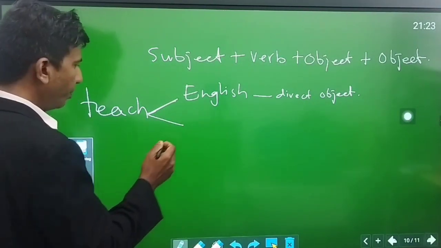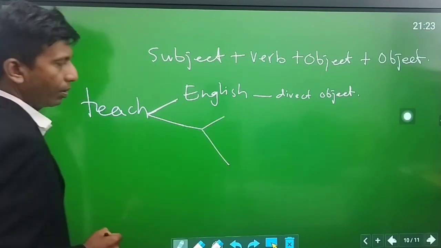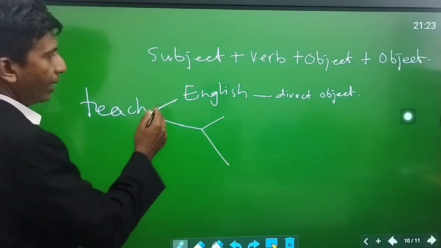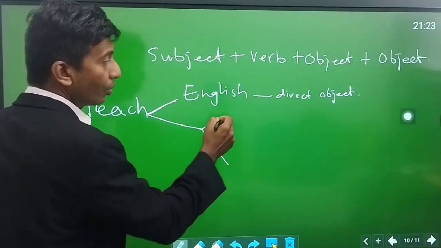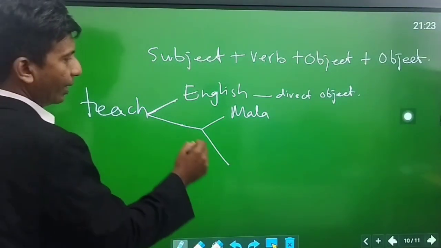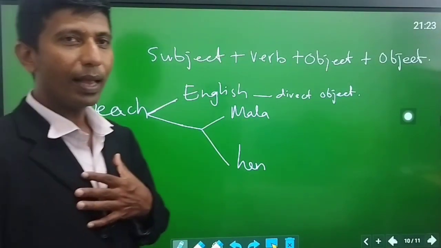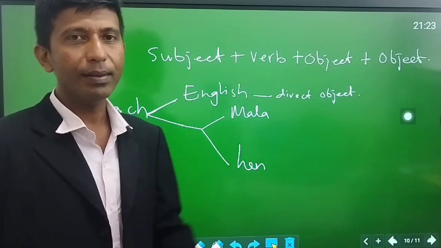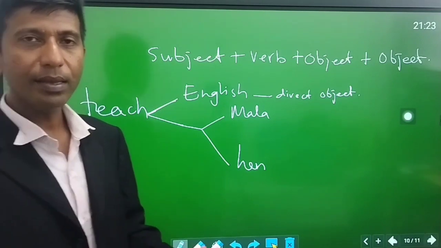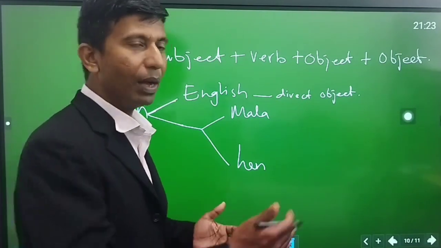And the indirect object, that means the second object. The person, it might be, now I'm going to give two types of indirect objects. I teach English, whom? Mala. I teach English her. According to my choice, I can place Mala, the name of the particular person I am teaching, or else I can say her. Her is replaced for Mala. Her means Mala.